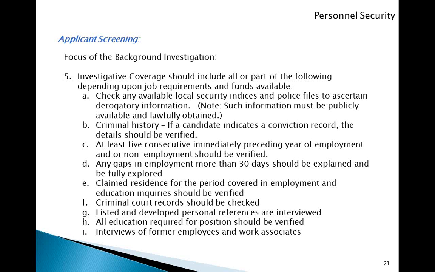All education requirements for the position should be verified. If you're looking for a bachelor's in electrical engineering, this guy's a master's in engineering, verify his master's degree, move on. You want to interview former employees and work associates. How were they to work? Did they work well as part of the team? Things of this nature. Remember, we're not just hiring for the job, but the team. We're trying to fit them into our organization.